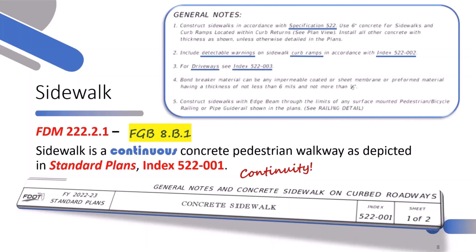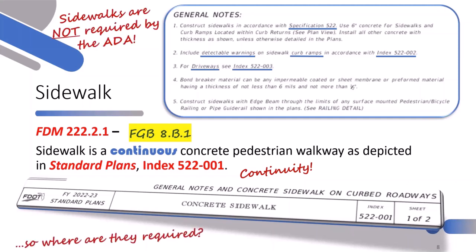The general notes make some references to some other standard plans in the 522 series. Note 2 is a reference to the detectable warning and curb ramp standard plans. That's 002. And then note 3 references 003, which is to driveways. And note 1 is a reference to the construction spec for sidewalks, and that's spec 522.